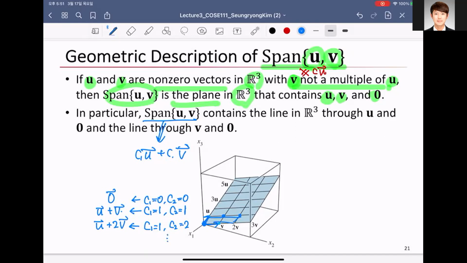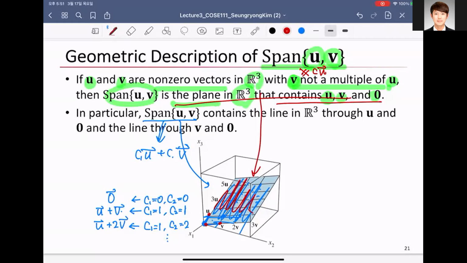By randomly picking the real numbers C1 and C2, we can find every point within this plane. So the span of U and V is the plane of U and V. The span of U and V means the plane in our space that contains U, V, and 0. That plane is the geometric meaning of the span.